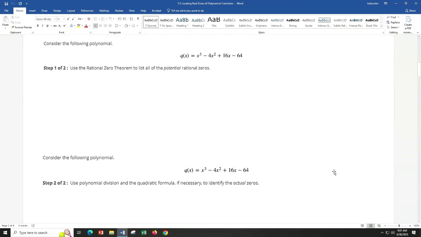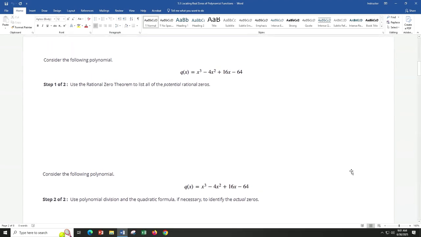Notice it says, and I pulled these from Hawkes. Instead of using an example from the book, I pulled these from your homework question. Look carefully. Use the rational 0 theorem to list all the potential rational zeros. Okay, here's how this is done. Hear me out. It gave you a formula of P over Q.